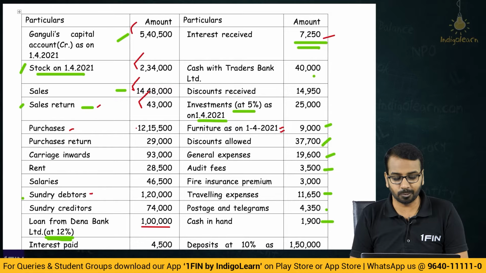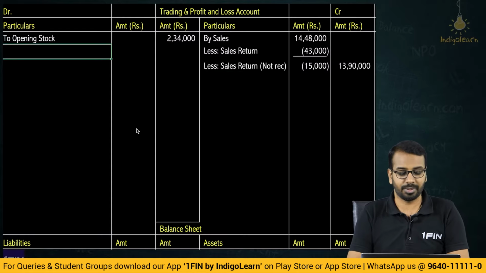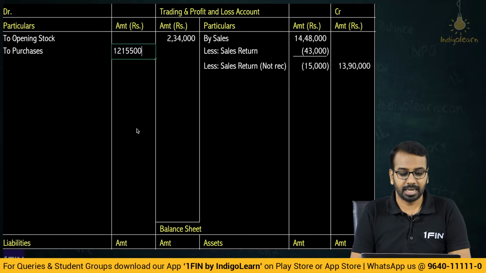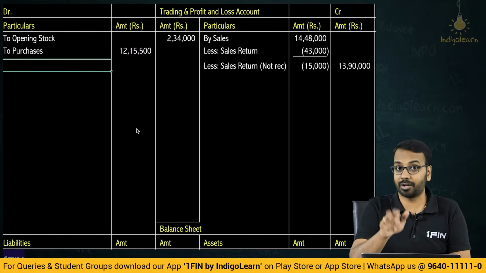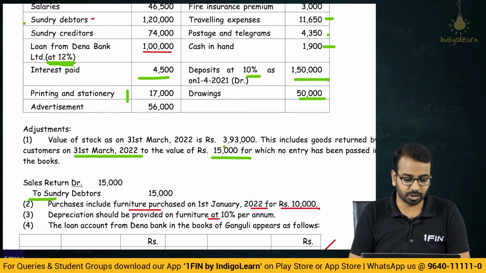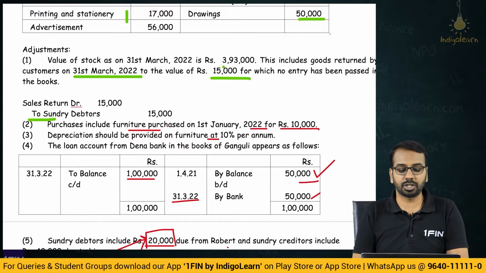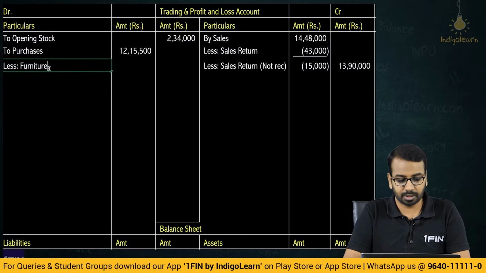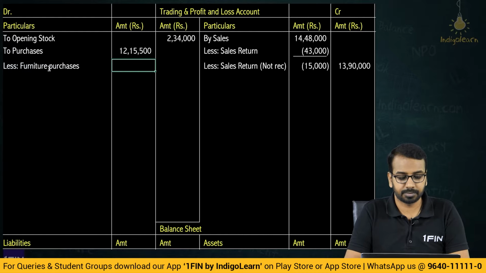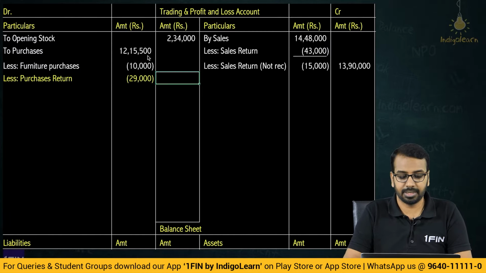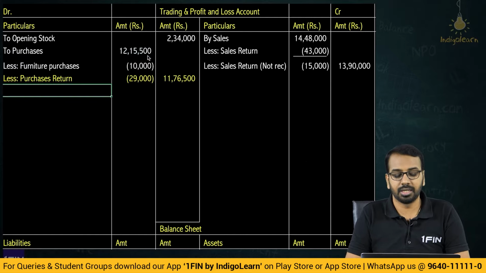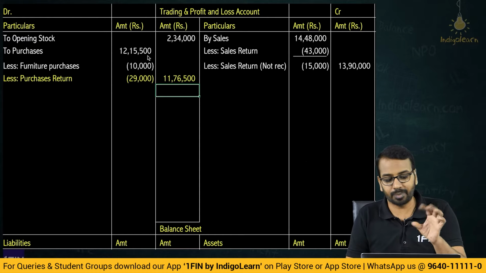Then we have purchases 12,15,000 and purchase return 90,000. So you can take it on the debit side to purchases 12,15,500. Now the question had mentioned that there is some item of furniture which is recorded as purchases. That is why we had given a small tick here, right? So if you come down to the adjustment, it says purchases include furniture purchased for 10,000. So what we would do? We would say less furniture purchased 10,000, less purchase return, less that, so minus 29,000. So how much is the number? 12,15,000 minus 10,000 minus 29,000, 11,76,500, right? So that is the purchases number.